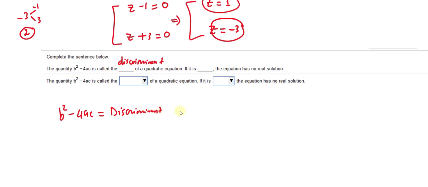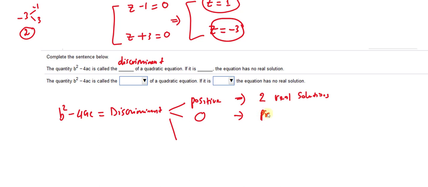And there are three cases. If you get a positive value for the discriminant, then for the solution of the quadratic equation, you have two real solutions, two real answers. If you get a 0, then you have repeated solutions. That means the two answers are the same. And if you get a negative, then you don't have any real solution. So there are three cases.